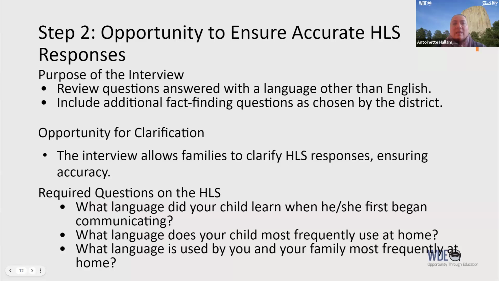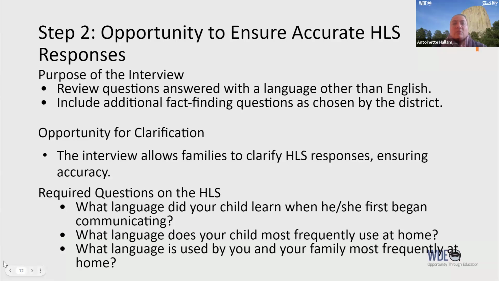This step provides an opportunity for districts to ensure accurate HLS responses. Regardless of the format of the interview, it should include a review of the questions answered with a language other than English, and may include, again, additional fact-finding questions chosen by the district. The interview process provides an opportunity to obtain clarification from the family, ensuring that those HLS responses were accurate.